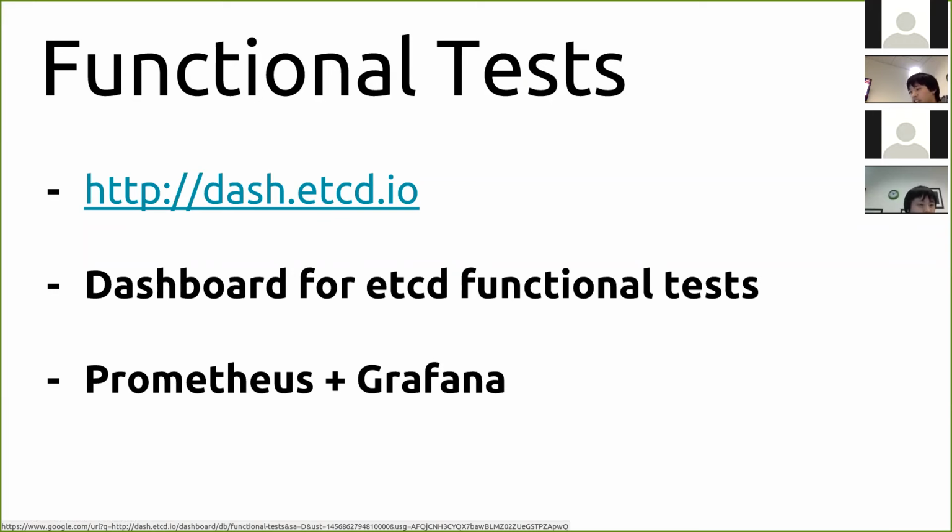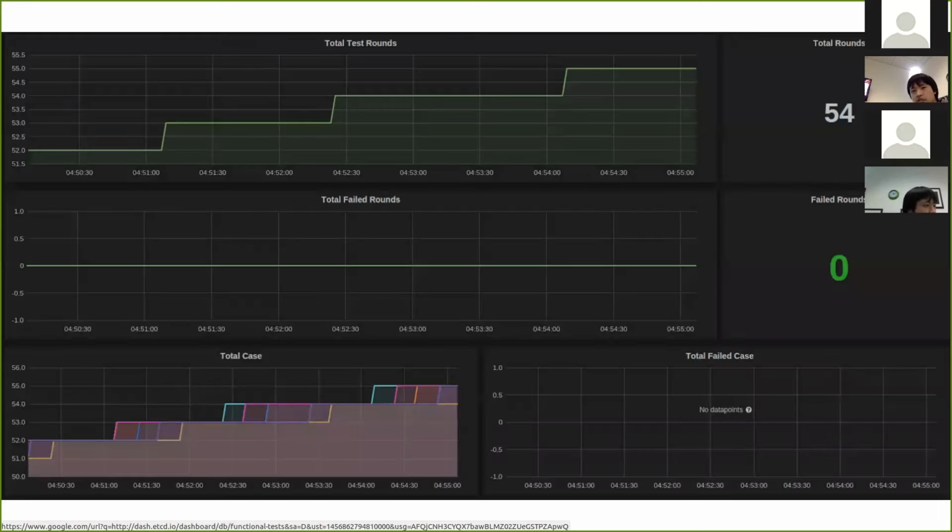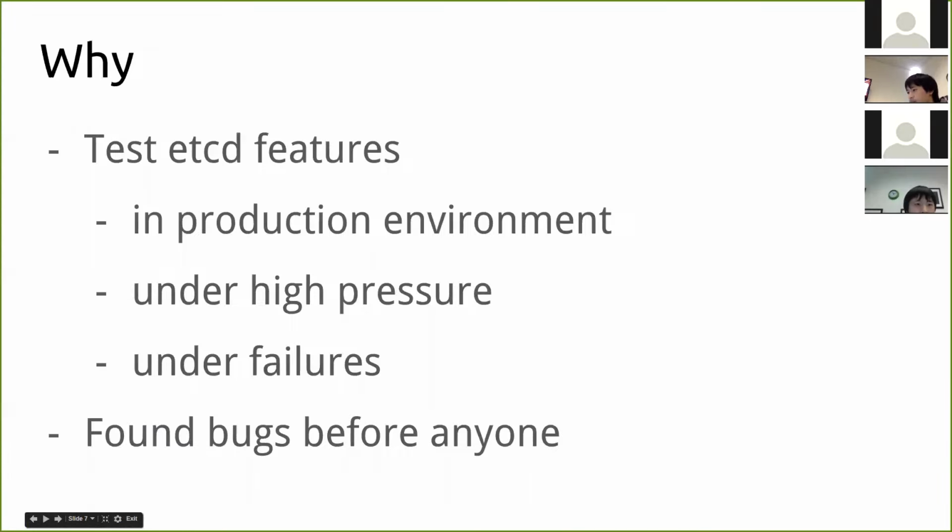But it's not stable yet. We're still trying to make it more stable. It's a simple dashboard built on Prometheus and Grafana. This is how it looks. We show how many rounds we have running, and how many rounds have failed. So this is how we do this.